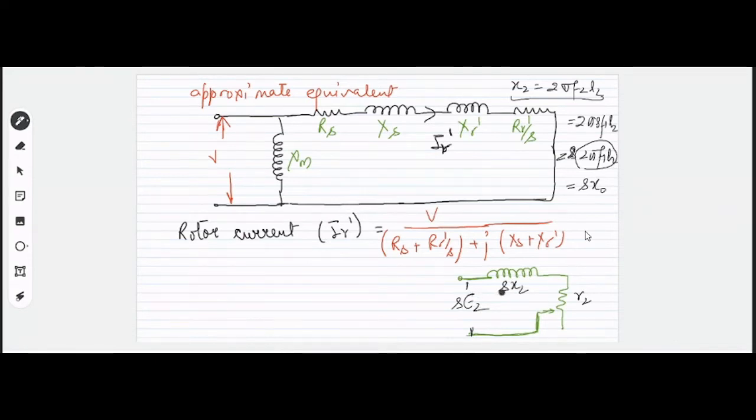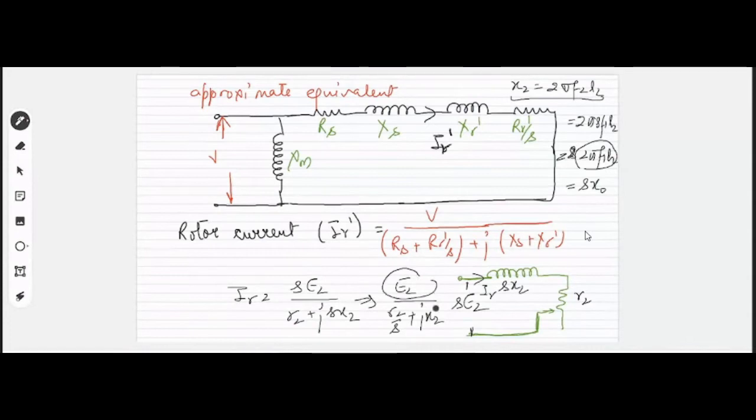But to counter this effect, instead of this, what we do is calculate the current flowing. The current IR will be equal to S times E2 divided by R2 plus j S X2. Yes or no? This is the rotor equivalent circuit. Is this clear? But by taking S common, we can write this as E2 divided by R2 by S plus j X2.